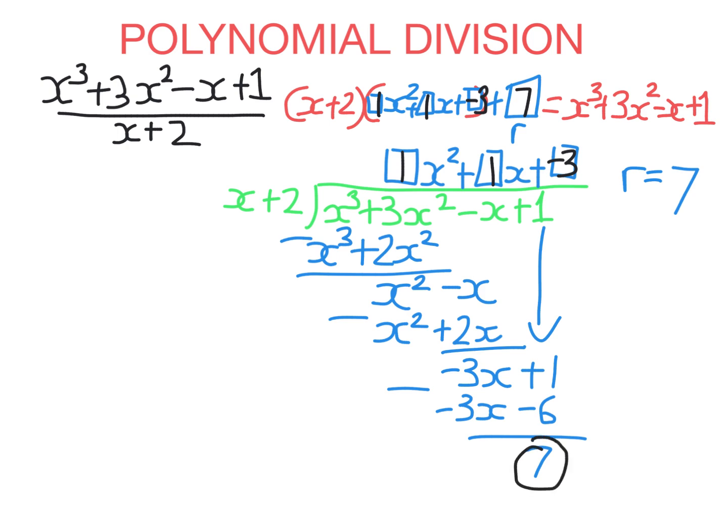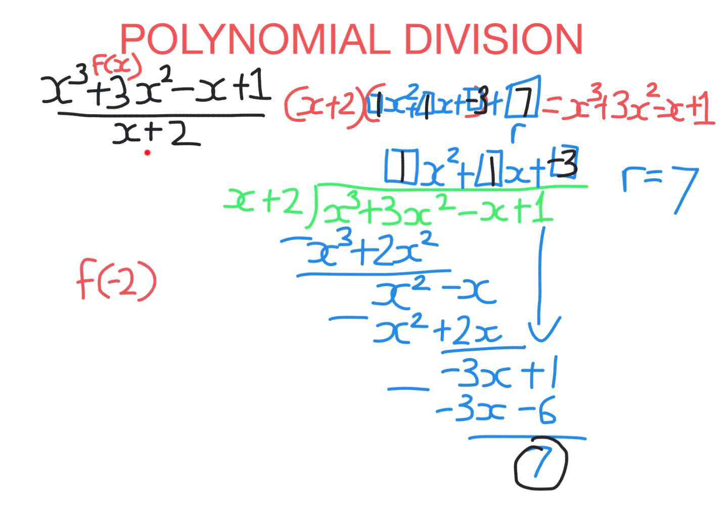This last number you get is the remainder of the whole division. It can actually be useful to help you check if you're on the right track. So we're going to use the remainder theorem. If I call this top cubic f of x, the remainder theorem tells us that when you divide this by x plus 2, the remainder will be f of negative 2.